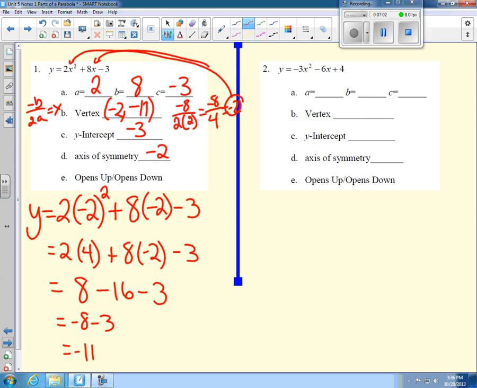We need to decide if it opens up or if it opens down. The last sentence we have states the graph will open up if a is greater than 0 and down if a is less than 0. So 2 is definitely greater than 0, so this is going to open up. All right, let's go ahead and take a look at problem 2 and get that started together.